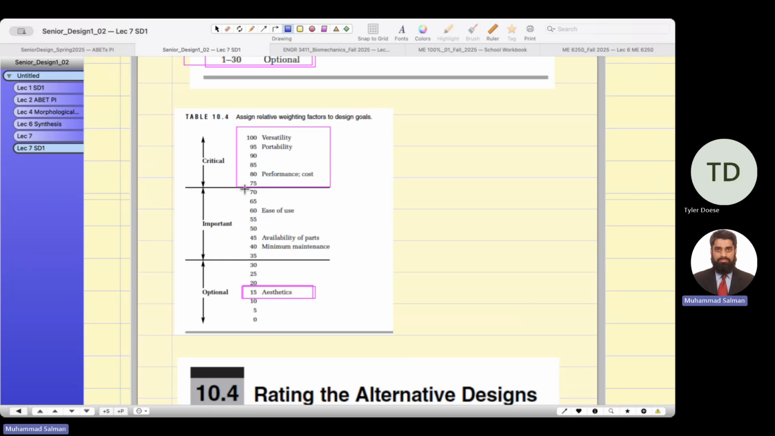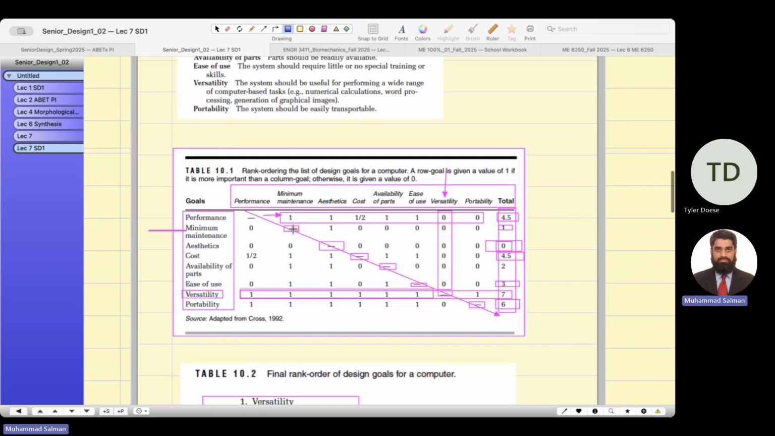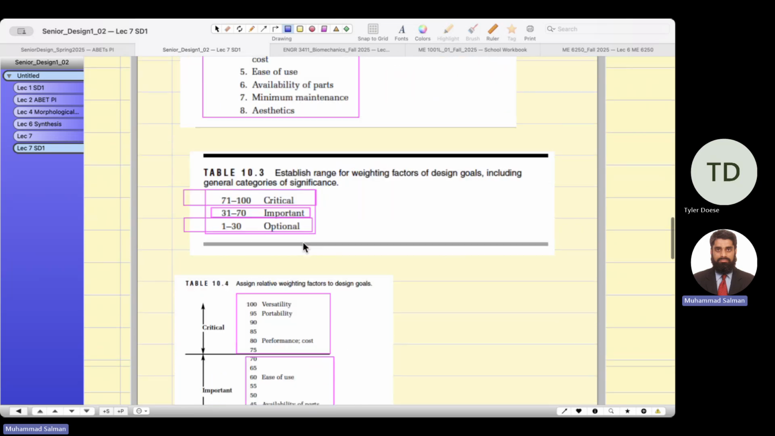So these are the goals in between the critical and optional goals. You will show me the same decision matrix. First decision matrix, you will show me 10.1. I'm going to share with you this chapter. You will read it by yourself. It is very good that you understand this decision matrix.